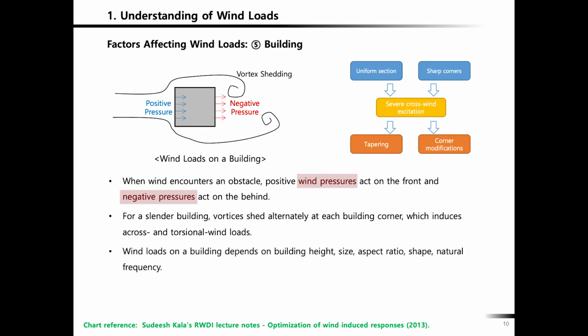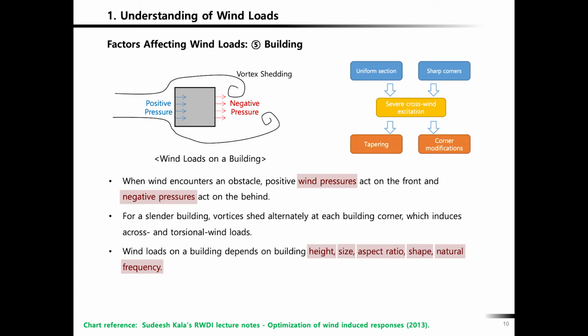These effects depend on the height of the building and the size of the building. Aspect ratio is the height to dimension ratio. Shape of the building matters too: a rounded corner is much better in terms of this, and a sharp corner is dangerous. Also, the building's own dynamic property, natural frequency: for a slender building, you have a smaller natural frequency, and then it's likely to have vortex shedding.